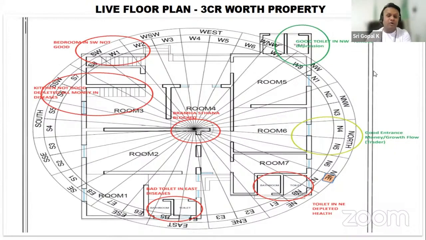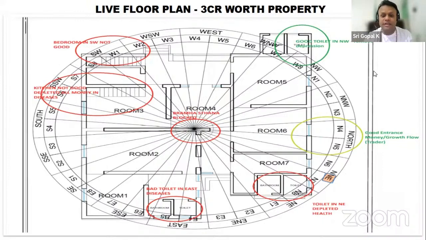So in her home, I calculated that the energies of this home were burnt out, and her toilet was present in the northeast. After living there for 15 years, this lady developed a serious cancer, which could not be cured, and she died of that cancer. And there were two reasons behind it.